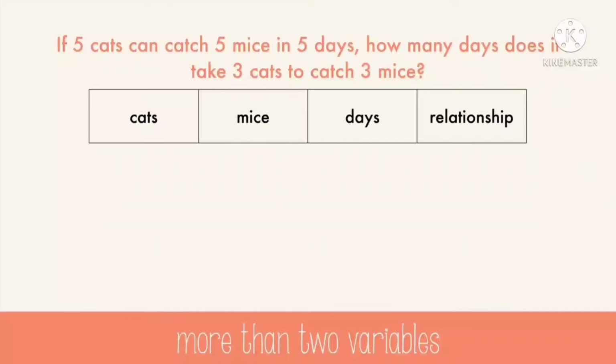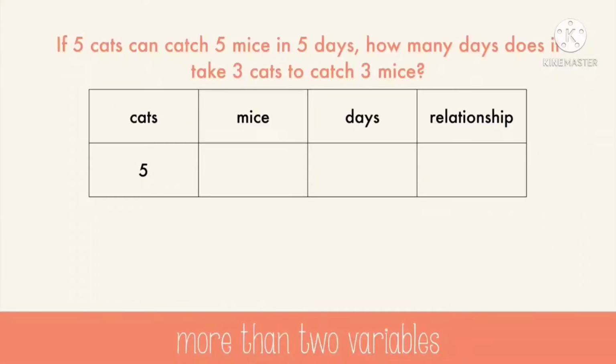So, let's hold one variable constant while we manipulate the other two. Let's keep cats constant at 5 and increase the number of mice. If there are more mice to catch but the same number of cats, it's going to take more time, so more days to catch them. This is a direct relationship.